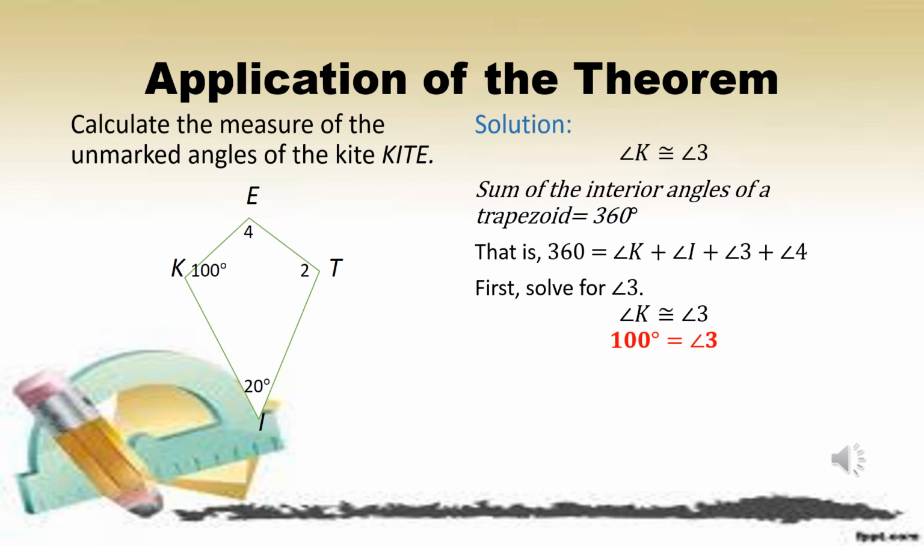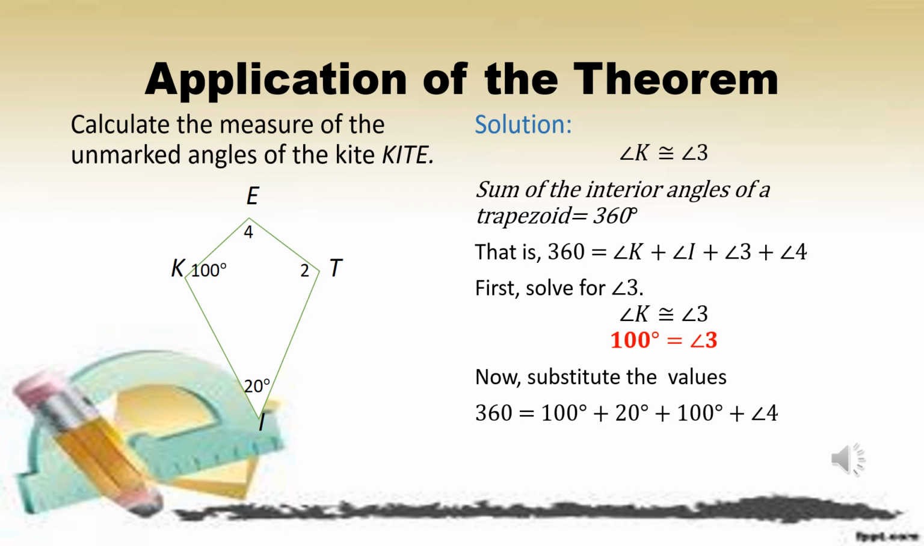Now substitute the values. 360 is equal to 100 degrees plus 20 degrees plus 100 degrees plus angle 4. So 360 is equal to 220 plus the measure of angle 4. Since we are after the measure of angle 4, we now have angle 4 equal to 360 minus 220. So that gives us 140 degrees. Therefore, the measures of angle 3 and angle 4 are 100 degrees and 140 degrees respectively.